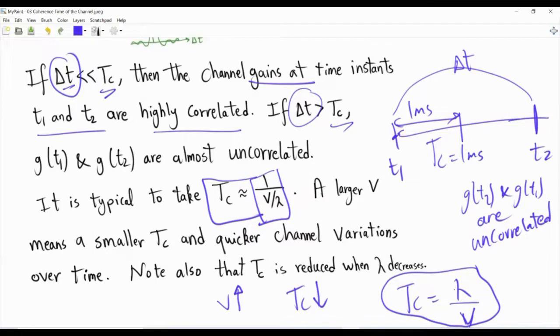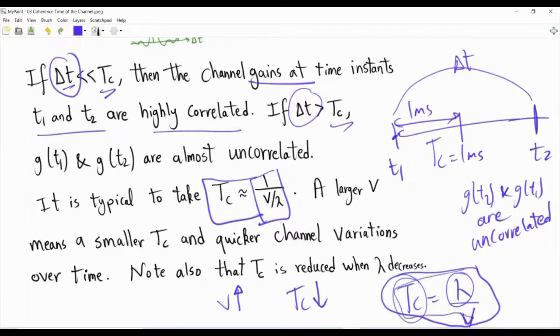People now are talking about millimeter wave communications. So millimeter wave communications, relative to communications that happen at standard radio frequencies, 1 gigahertz, 5 gigahertz. If you use millimeter waves, lambda is smaller, and so this means what? The coherence time is small.